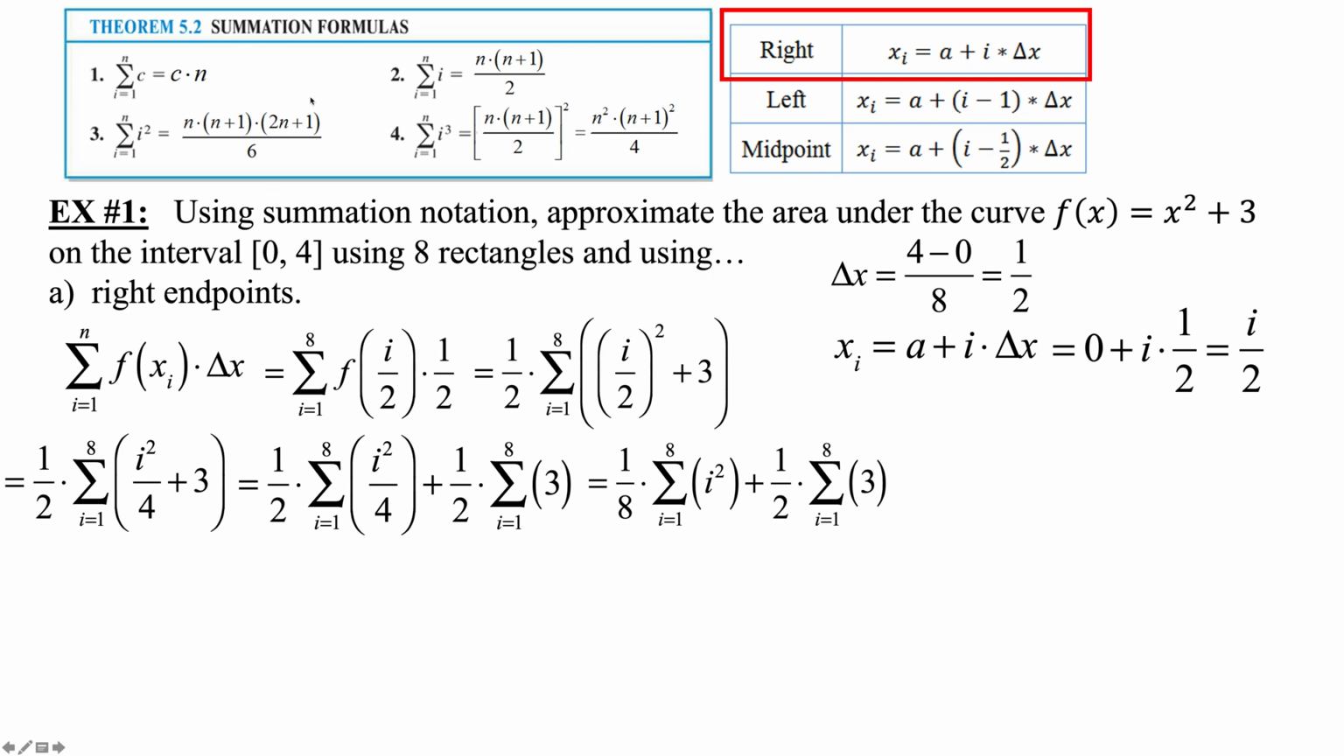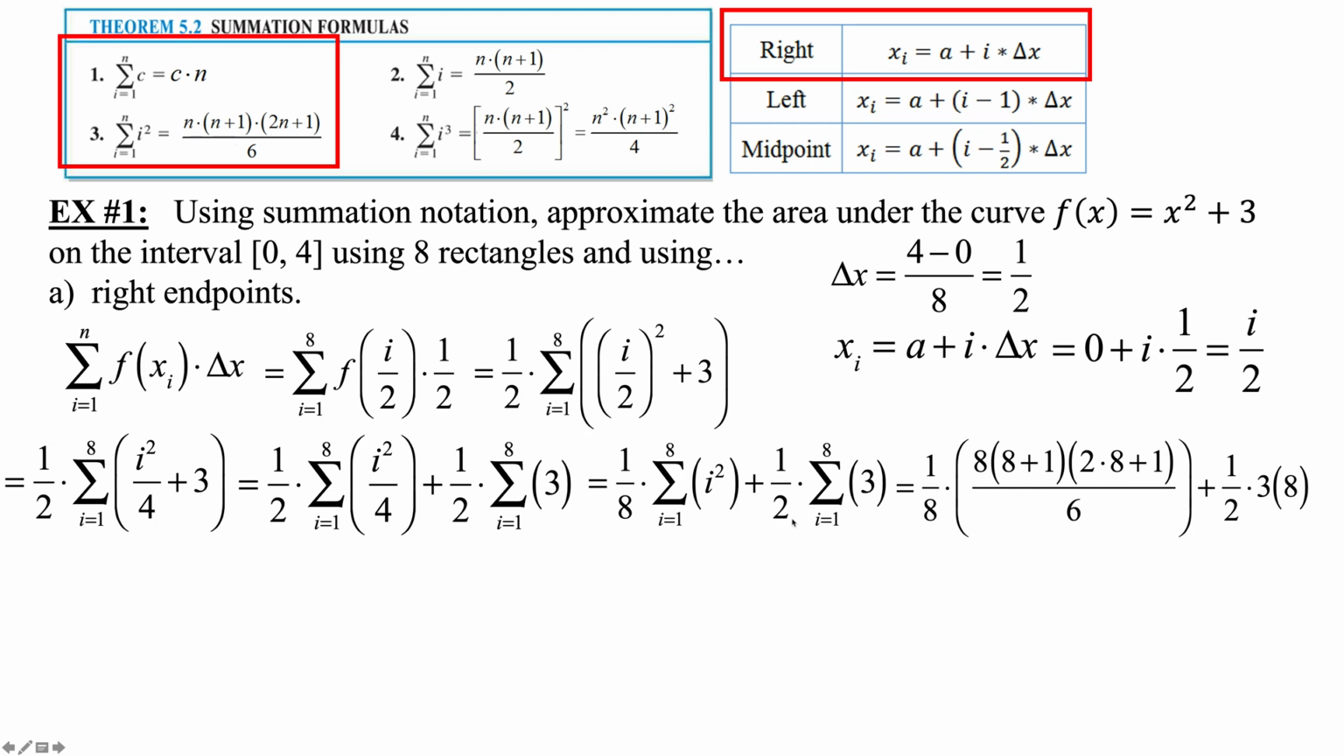So let's now go to our formulas. We have an i squared, we need this formula. And I have a constant, we need this formula. So i squared, n is 8, times n plus 1, 8 plus 1, times 2 times n, 2 times 8 plus 1, all over 6, plus the 1/2 times 3 times 8, and don't forget to bring that 1/8 and multiply it to this part. So what we want to do is crunch the numbers inside the parentheses. Now again, remember, these denominators will disappear.